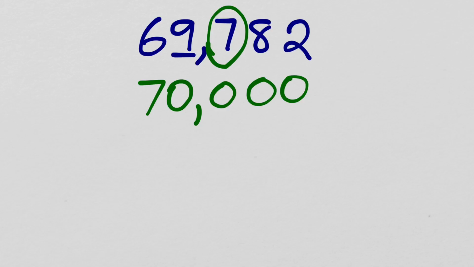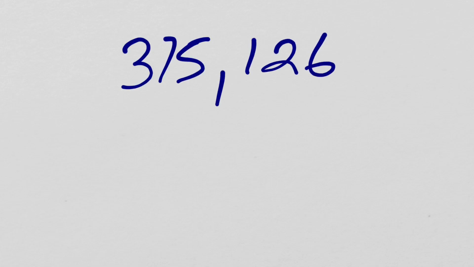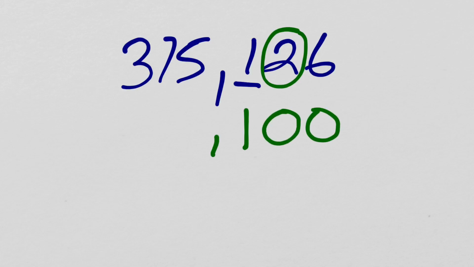Remember, it doesn't really matter what the number is. You can pick any number. Let's say I have 375,126, and I'm going to round to the nearest 100. I look to the right, and that's a 2. So in this case, that 1 is not going to go up. It's going to stay the same. It's not going to go down, and it's not going to turn into a 0. Everything to the right will turn to 0, however, and everything to the left will stay the same. So 375,126 rounded to the nearest 100 is 375,100.